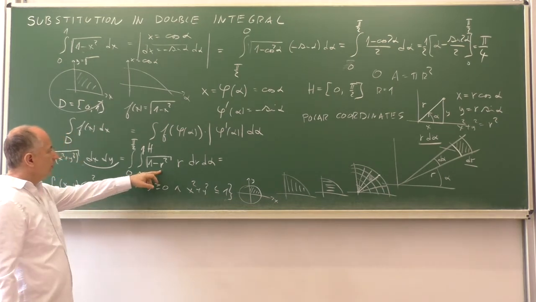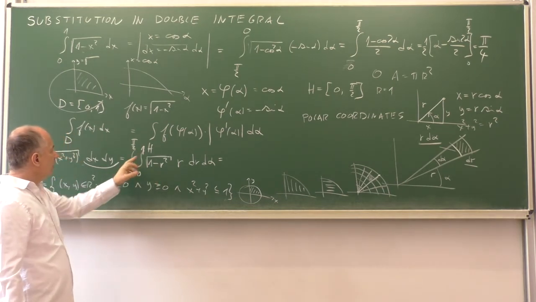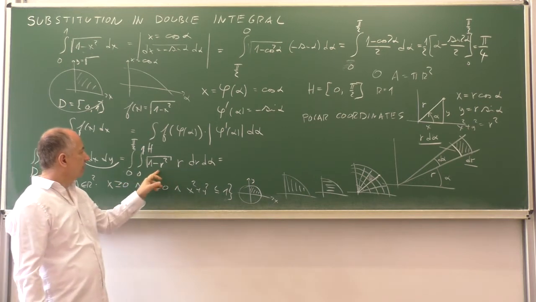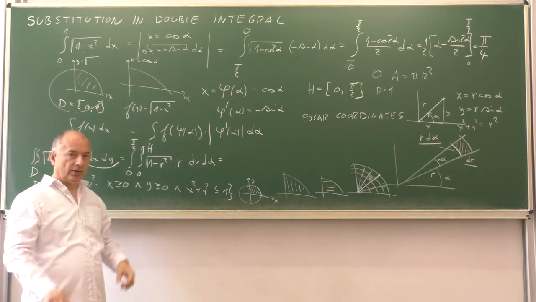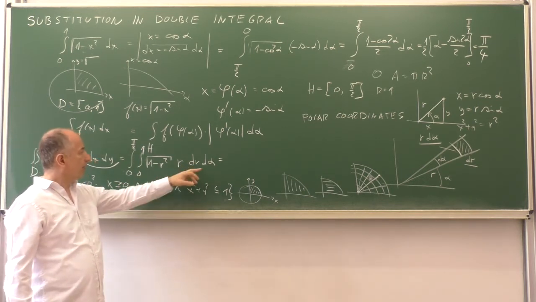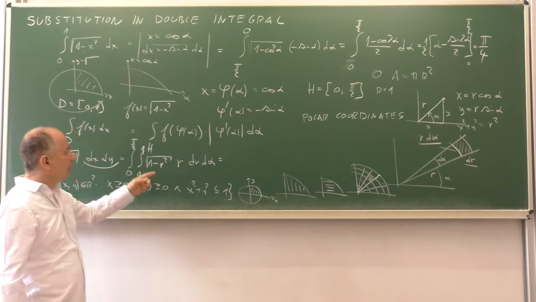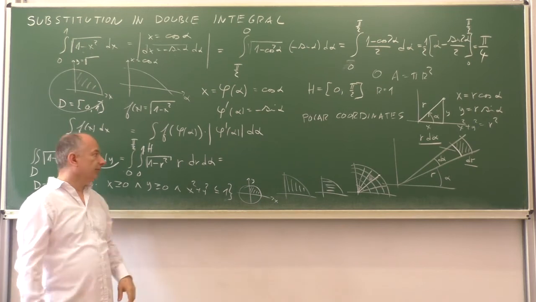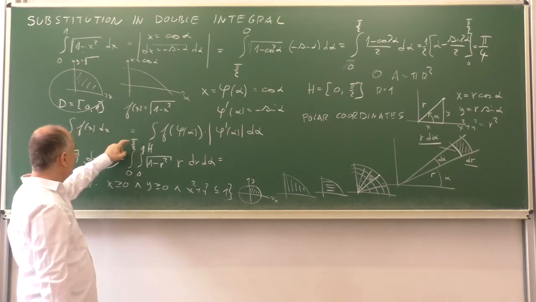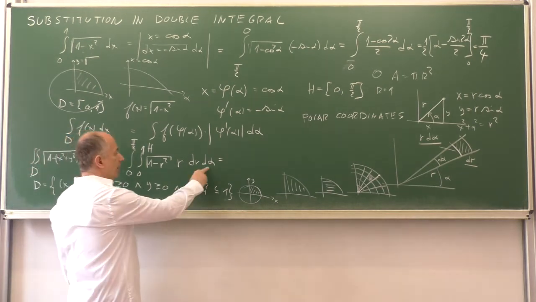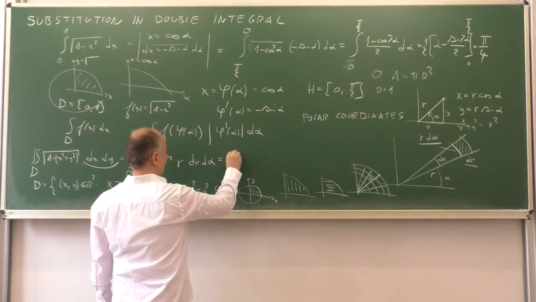This will be easy to compute. The limits are constants. The function splits into a product of something depending on r and something depending on alpha, which is equal to 1 in this case. So we can write it as a product of two definite integrals. The integral from 0 to 2 pi of d alpha is pi by half.